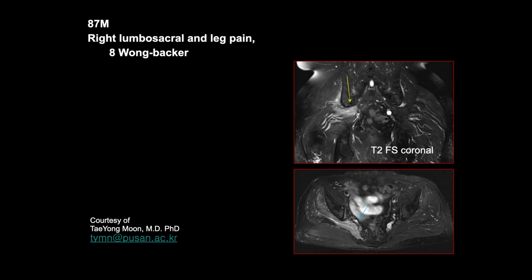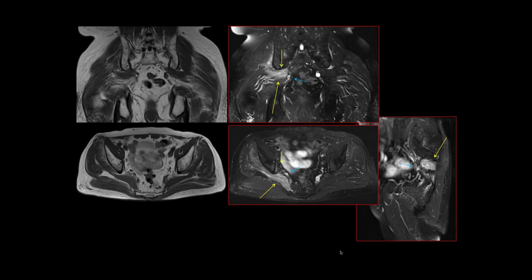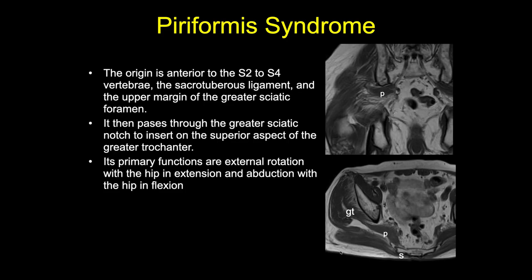An 87-year-old male, right lumbosacral and leg pain. It's 8 out of 10, that's just a grading scale of how severe the pain is. Pretty severe. Okay, so we see a lot of signal edema involving, I believe, the right piriformis, quite a bit. But I don't see that all the fibers look grossly intact, and it's very asymmetric compared to the left. So again, piriformis syndrome.